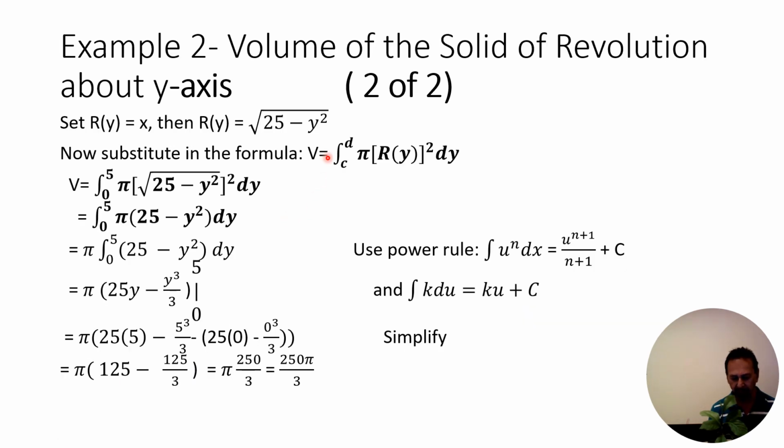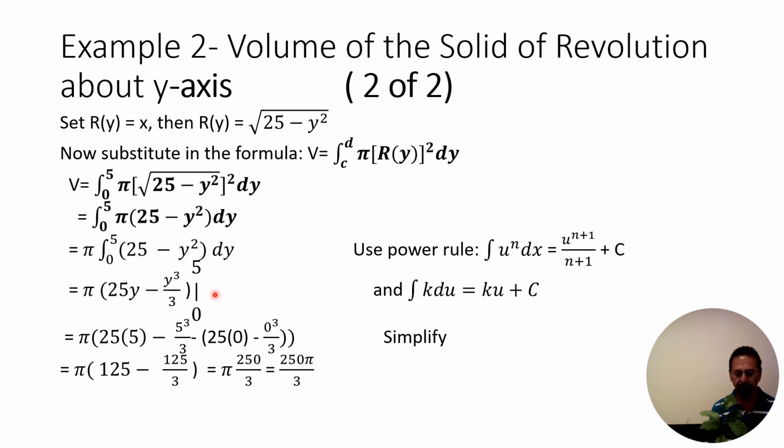So we have now V is equal to the integral from 0 to 5 of pi times the square root of 25 minus y squared, and because this is squared, the radical goes away and becomes 25 minus y squared. We factor out pi and then we integrate. 25 is a constant, so it will be 25 times y. Here we can apply the power rule. You add 1 to 2 and it becomes y cubed, and then divide by 3.